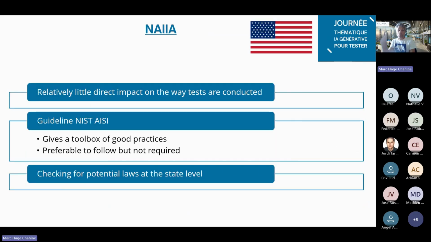About the NIA, well, there is no direct impact. You might have more impacts with laws at state level, but not at the federal level with the NIA. And the guidelines from NIST AI can help you to go quicker, to be faster. But if you don't want to do it because you think it's too heavy, you just don't do it. It's more like advice that you can have.